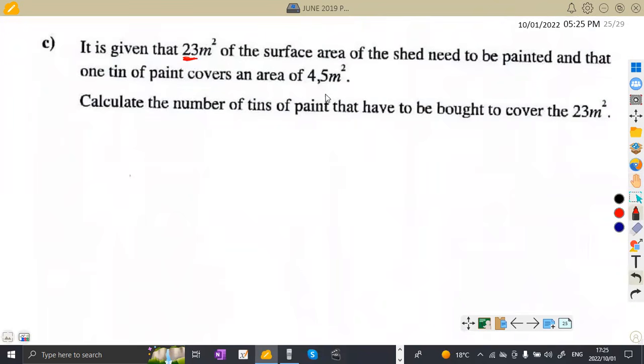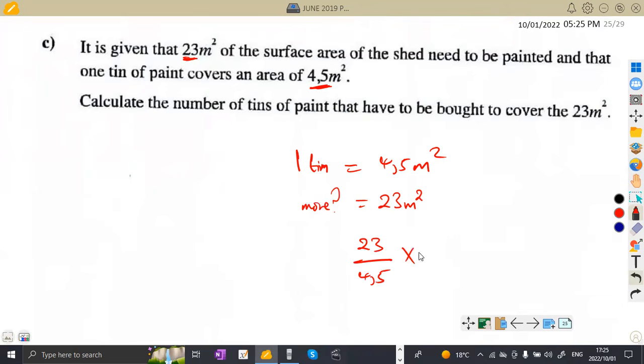And we need per tin, like 1 tin, to correspond with 4,5 square meters. What about 23 square meters? How many tins are we going to have with this? It's just simple proportions. So it's 23 over 4,5, whatever that we get, we multiply by 1. So that is the condition.